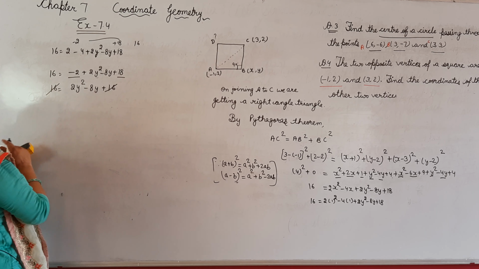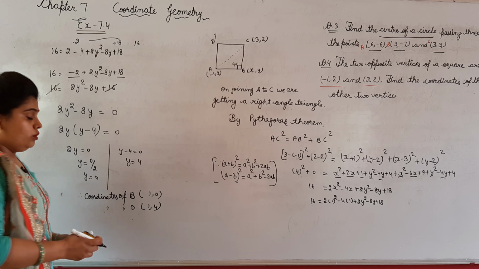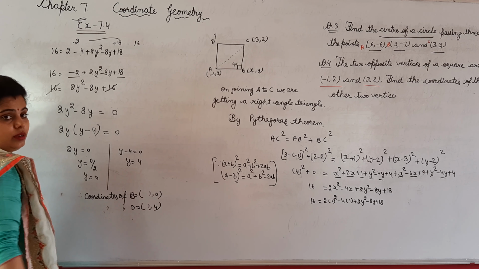We are getting two values here. So for x is equal to 1, we are getting two values. So what will be the value of opposite coordinates? So coordinates of B are, what is the value of x, 1 and 0. Coordinates of D will be 1 and 4. How? If you take these, then answer will be same as AD is equal to DC. Then you will get these values. These are the coordinates of B and D.